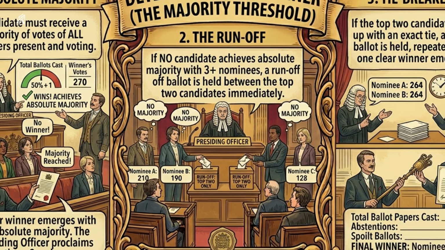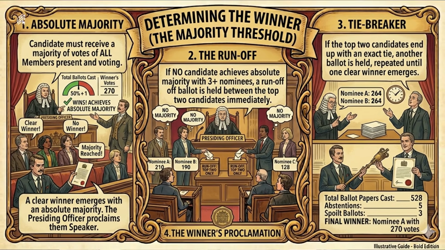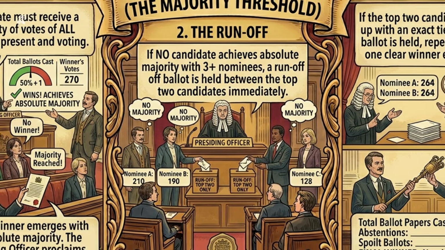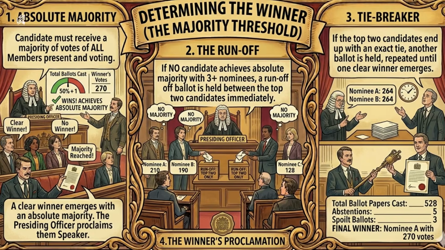Step 6 is determining the winner. The majority threshold, absolute majority: to be declared winner, the candidate must receive a majority of the votes of all members present and voting. The runoff: if there are more than 2 candidates and none achieves an absolute majority, a second round of voting, a runoff, is held immediately between the two candidates who obtain the highest number of votes. Now, the tiebreaker: if the top two candidates end up with an exact tie, another ballot is held. This is repeated until one clear winner emerges.